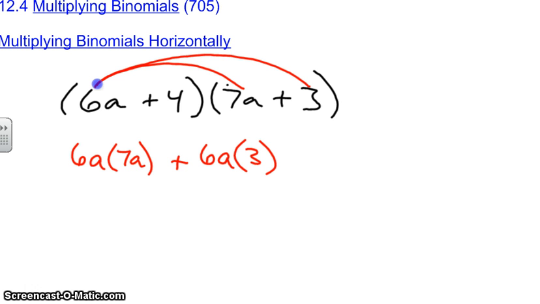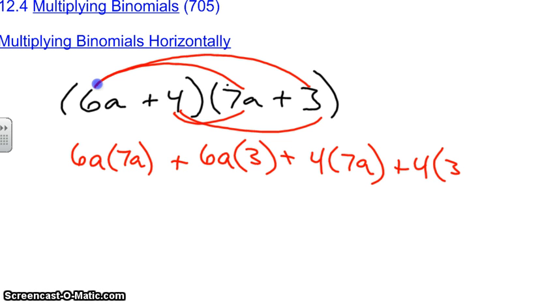Distribute the second term. Good. So we're going to take the 4 and multiply it to the first term in the second binomial. So 4 times 7a. And 4 goes to the second term. 4 times 3. So we took each term in the first binomial and we distributed it to both terms of the second. That seems logical, right? And that's how you do it, okay?